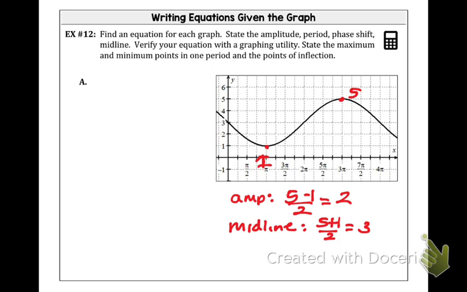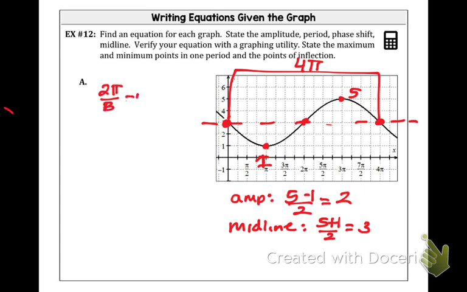All right, what else do we have? A full period looks like we're going, so midline, oh, there we go. So it looks like we're doing a sine. So sine, so intercept, minimum, intercept, max, intercept. So it looks like 4 pi is a whole period. Okay, so if 2 pi over b needs to equal 4 pi, then b is equal to 2 pi over 4 pi, so 1/2.